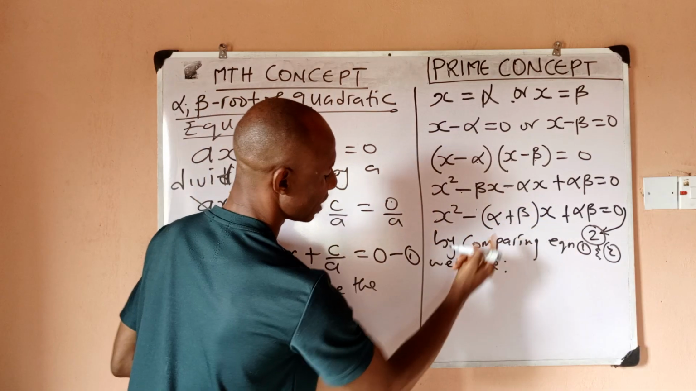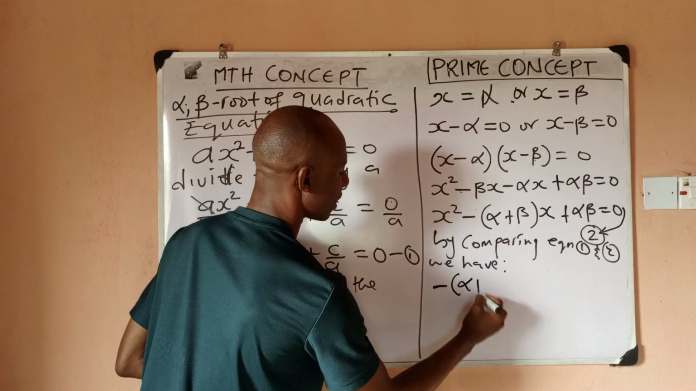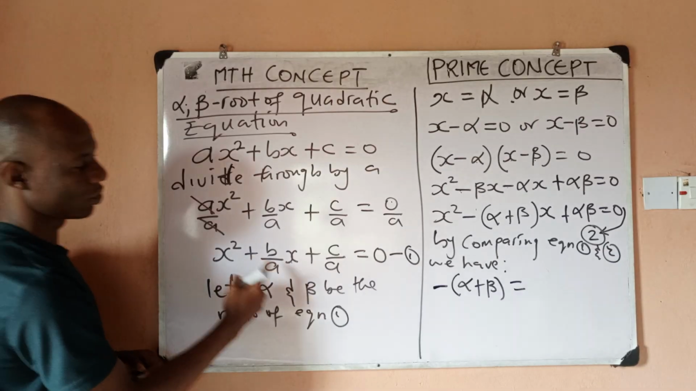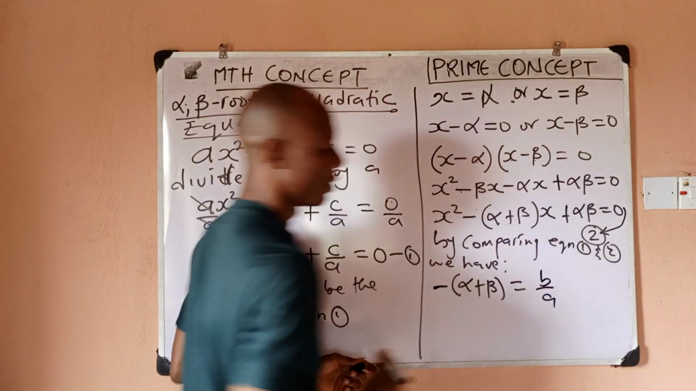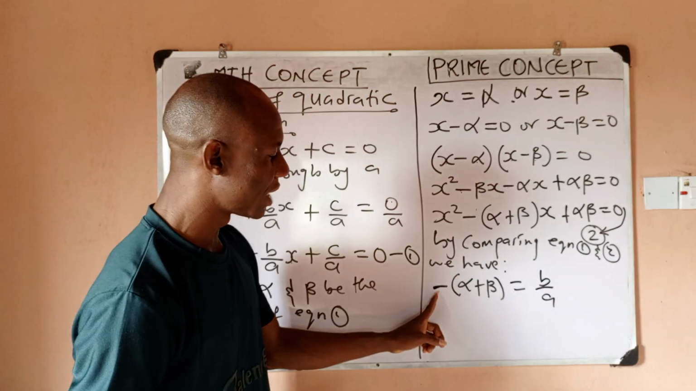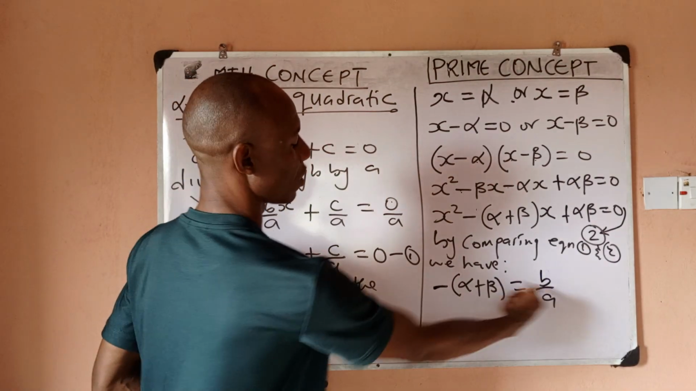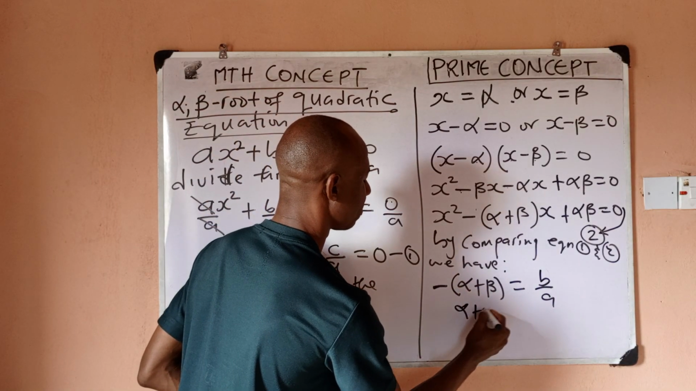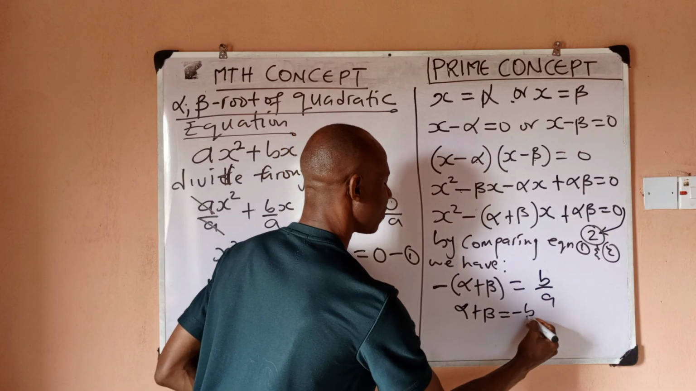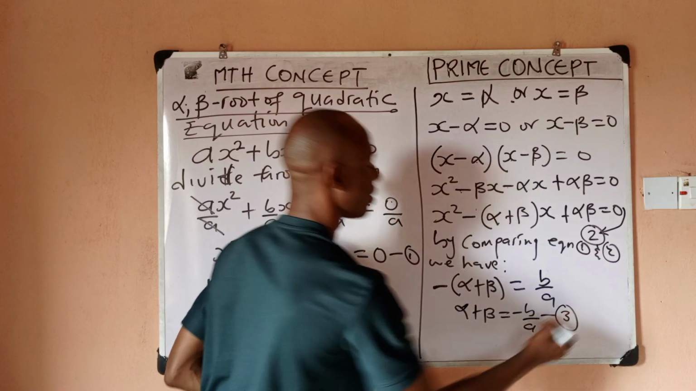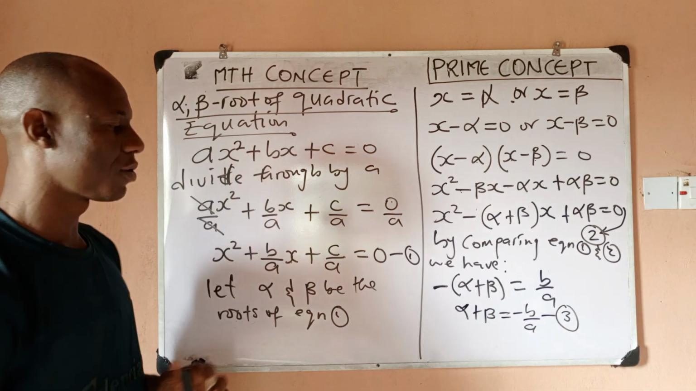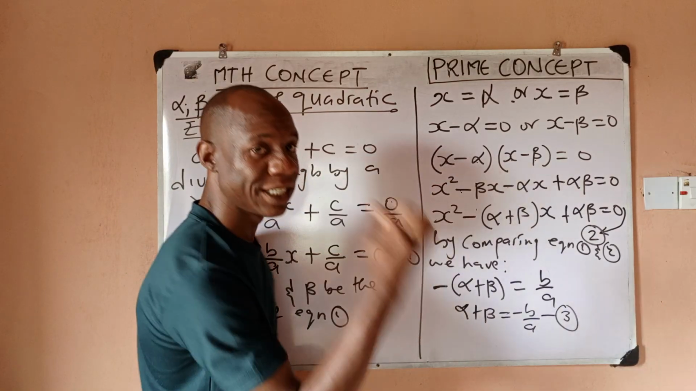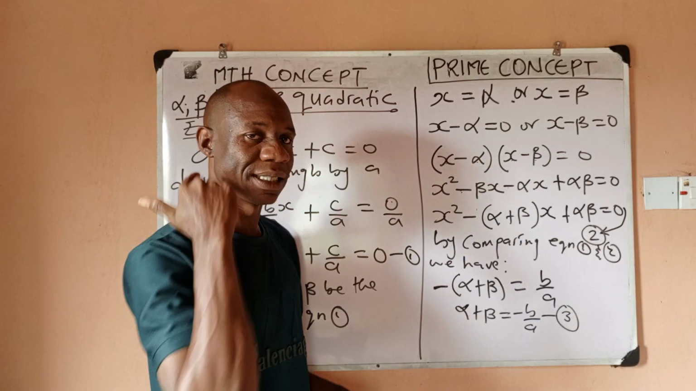So let's do that. From here, I would say minus alpha plus beta, which is the coefficient of x here, should be equated to the coefficient of x here, which is b over a. If I push this negative sign to this place, I just multiply the two sides by minus 1. So I can then say that alpha plus beta is equal to minus b over a. So this is equation 3, one of the most important equations in what we want to analyze.